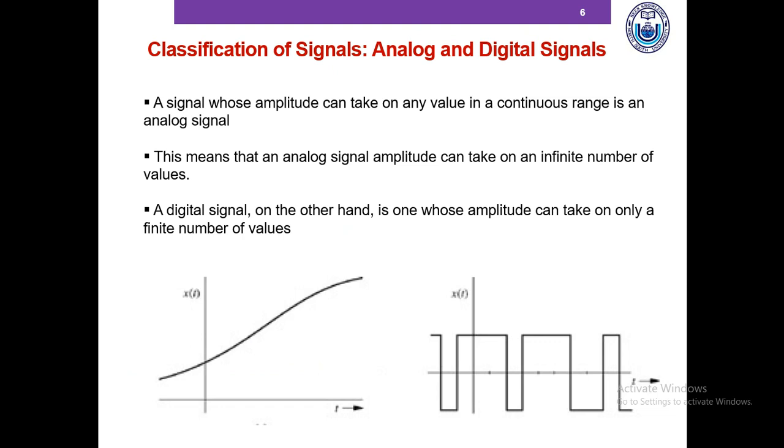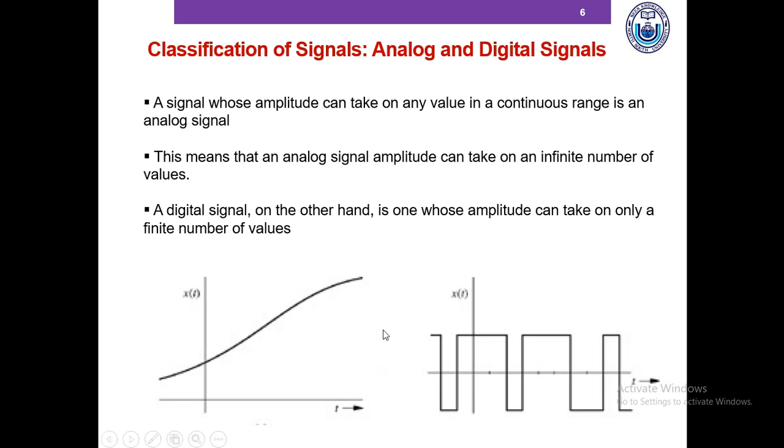So now we'll look into another classification of signals: analog and digital signals. Signals can also be classified into analog or digital signals. A signal whose amplitude can take any value in a continuous range is called an analog signal. This means that an analog signal's amplitude can take an infinite number of values. A digital signal, on the other hand, is one whose amplitude can take only a finite number of values.